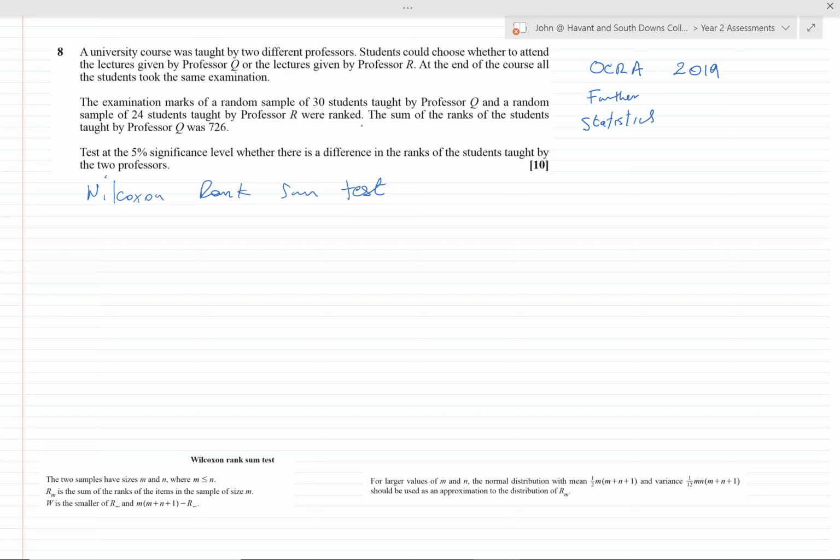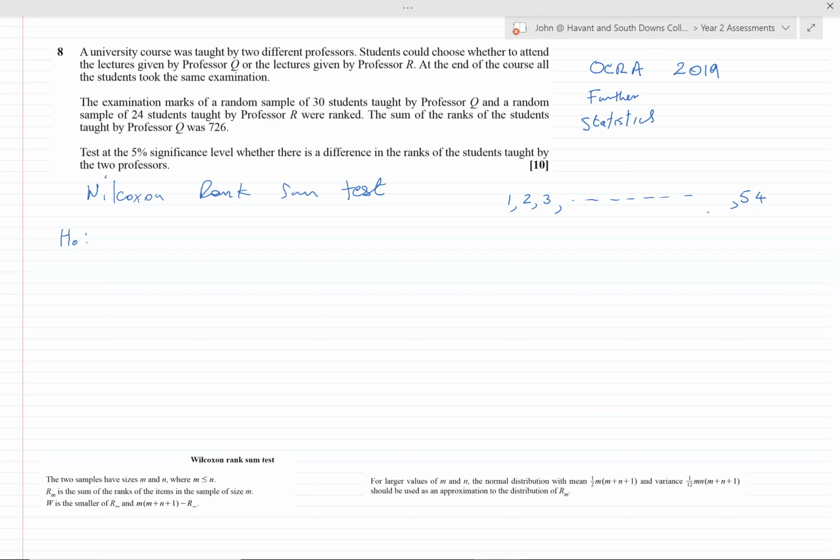Okay, so we've got to set up the hypotheses, to do a hypothesis test. We've got two different professors and different rankings for each of the students. They're ranked as 30 in one group and 24 in the other, so they've got a ranking from 1 to 54, and some of those will be Professor Q's students, and some will be Professor R's students, and we want to know if there's a difference in the median rankings of them.